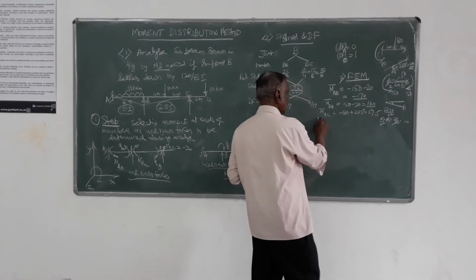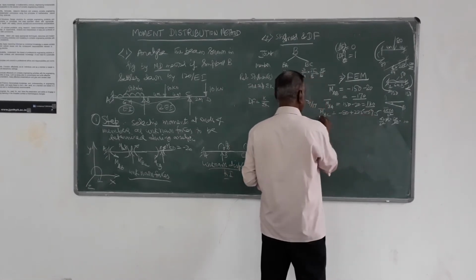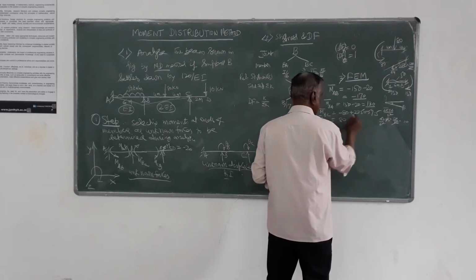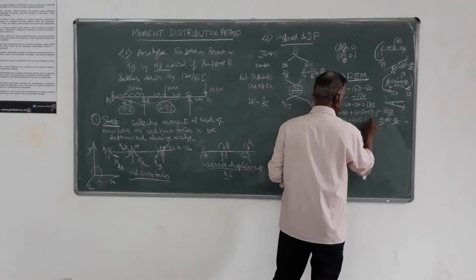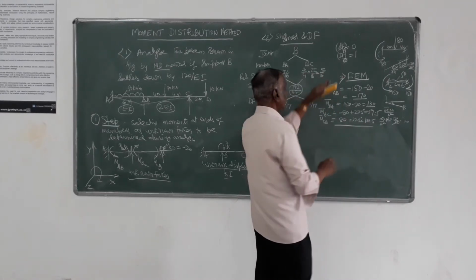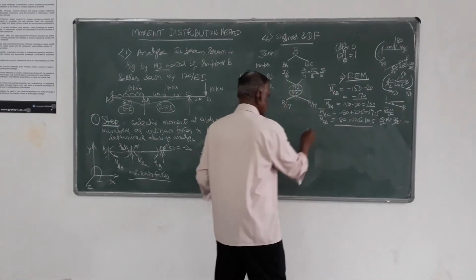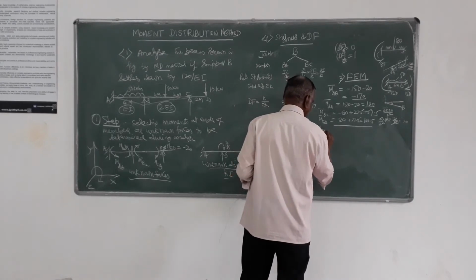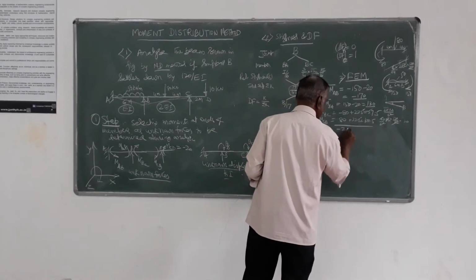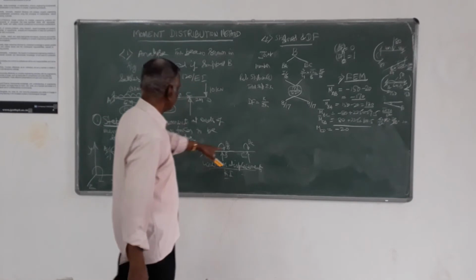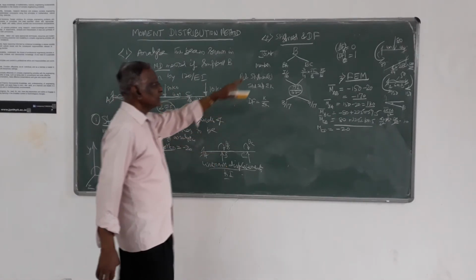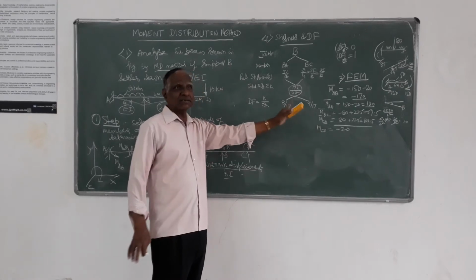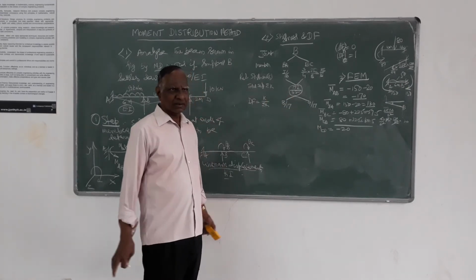57.5. Minus 57.5. Then MCB bar will be plus 80 plus 22.5, it will be 102.5. These are the fixed element. Then due to overhang, MCD is minus 20. That already I have written here. Yes. So these are the fixed element. This is third step. Clear?